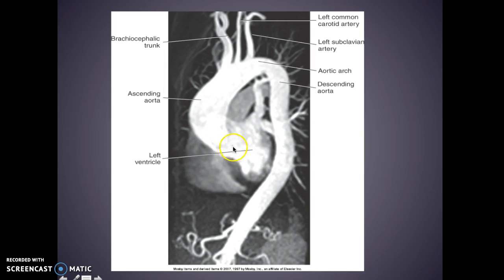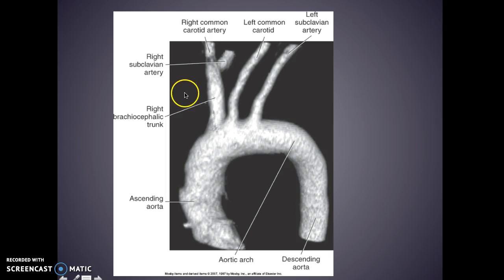So this is your left ventricle here coming up your ascending aorta, and this is your arch right here. So this is your brachiocephalic trunk, and this is your subclavian coming over and around, and this is your internal carotid. This is your left common carotid, and this is your left subclavian. Here's a blow up of it.